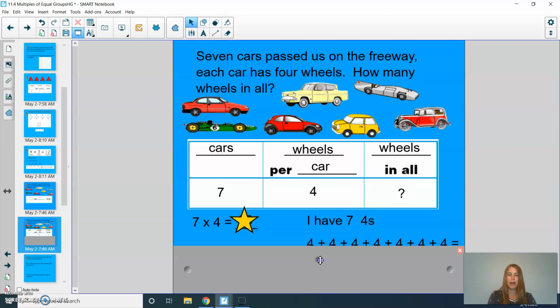So I can think about 7 times 4. I could also think if I have 7 fours, or 4 plus 4 plus 4 plus 4 plus 4 plus 4 plus 4.